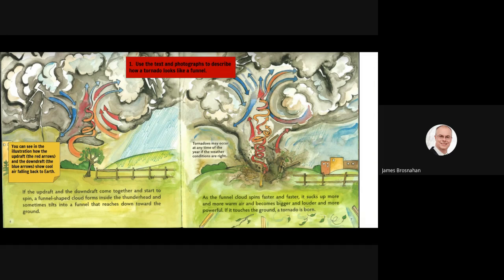As the funnel cloud spins faster and faster, it sucks up more and more warm air and becomes bigger and louder and more powerful. If it touches the ground, a tornado is born. Tornadoes may occur at any time of the year if the weather conditions are right. Number 1, use the text and photographs to describe how a tornado looks like a funnel.